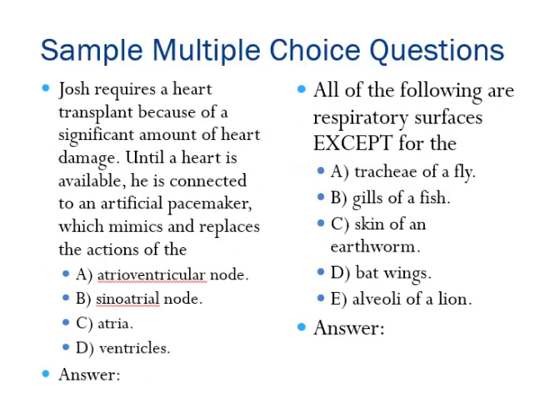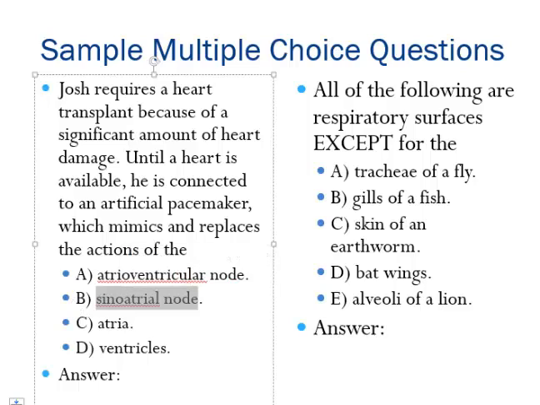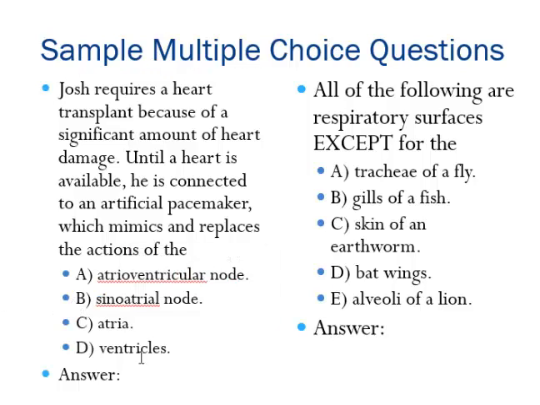Okay, let's take a look at a couple of multiple choice questions. Josh requires a heart transplant because of a significant amount of damage. Until he's available, he's connected to an artificial pacemaker, which mimics and replaces the SN node, sinoatrial node. That is the natural pacemaker that the artificial pacemaker is designed to replicate. So we'll say B for that.